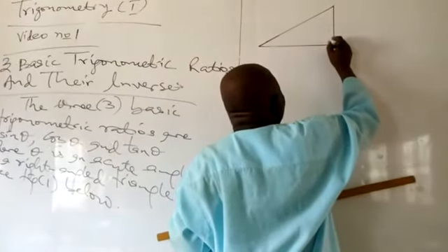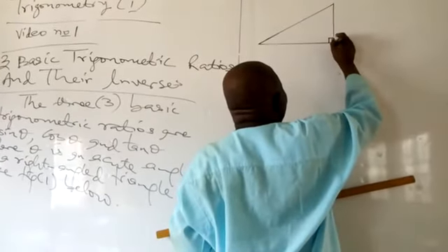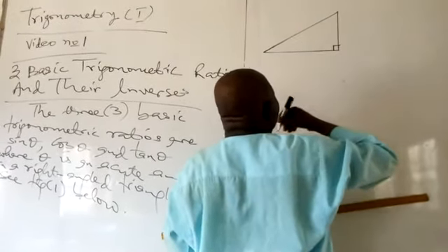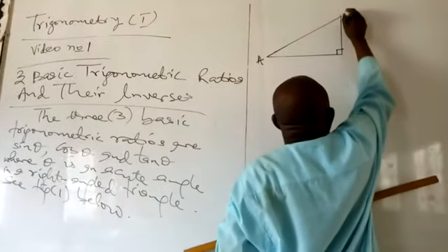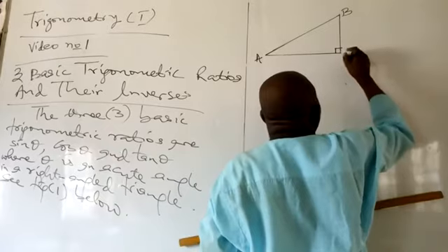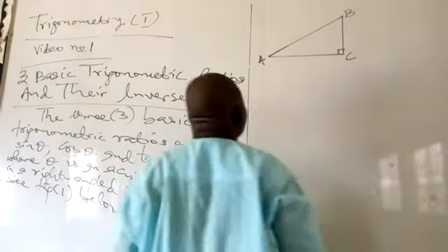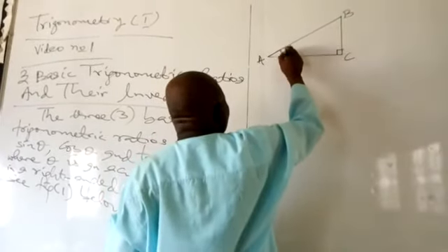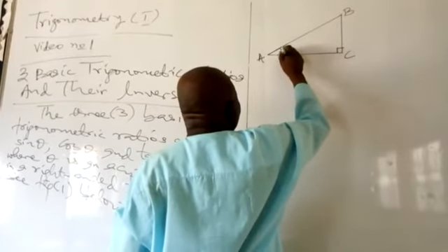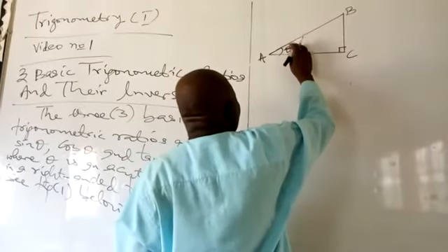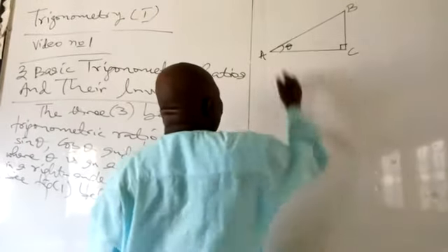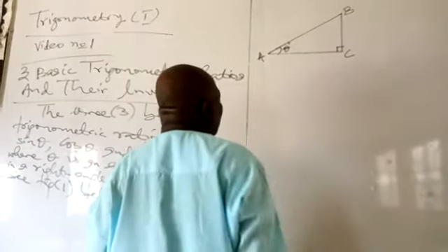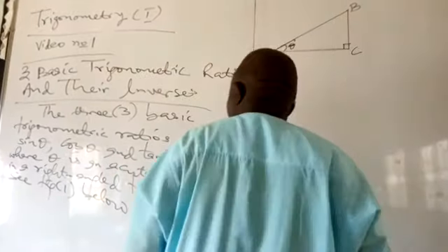This is the right angle. Remember, we call it the right angle triangle. So if this is A, B, then we have vertex C. So let the acute angle be this theta. Let that angle A be theta degree.